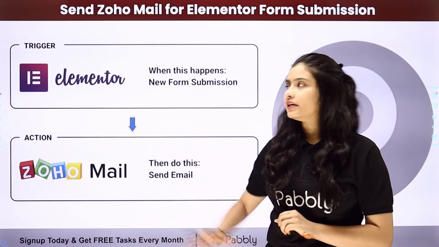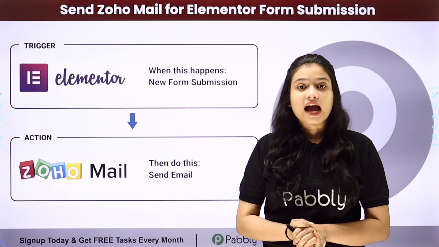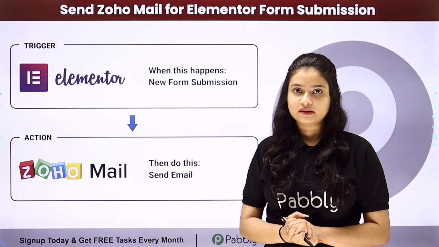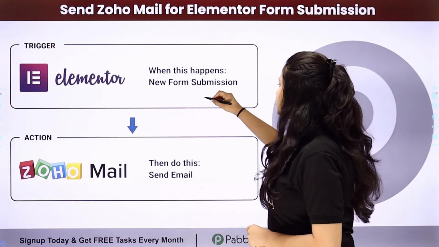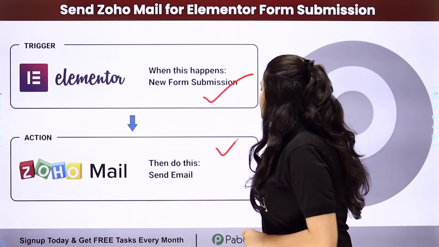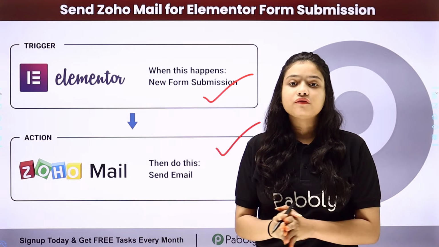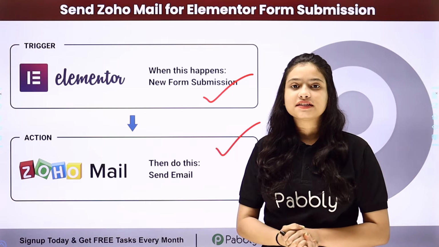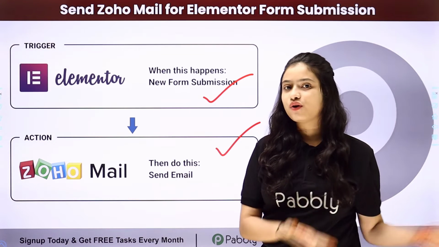For that, we will have to integrate both these applications, and we are going to do that with the help of an amazing automation and integration software, Pabbly Connect. So what we are going to do is, we have Elementor Forms in our trigger and Zoho Mail in our action. We will be connecting both of them using Pabbly Connect in order to automate this entire process. And to learn this entire automation step by step, let me take you all to my screen.